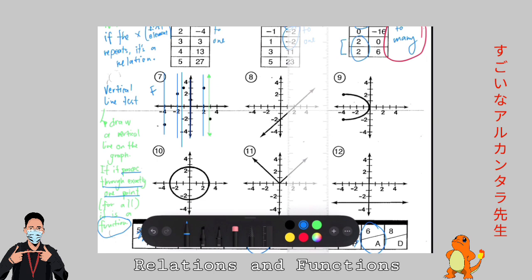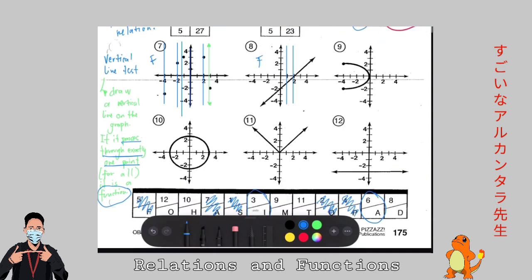Same case with number 8. For us to not waste time, we can draw any vertical line there, anywhere. And it only passes through 1 point in the line that is given. The line that we're talking about here is not the x-axis and the y-axis. We're talking about the given itself. So this is also an example of a function. So number 8 is also a function.